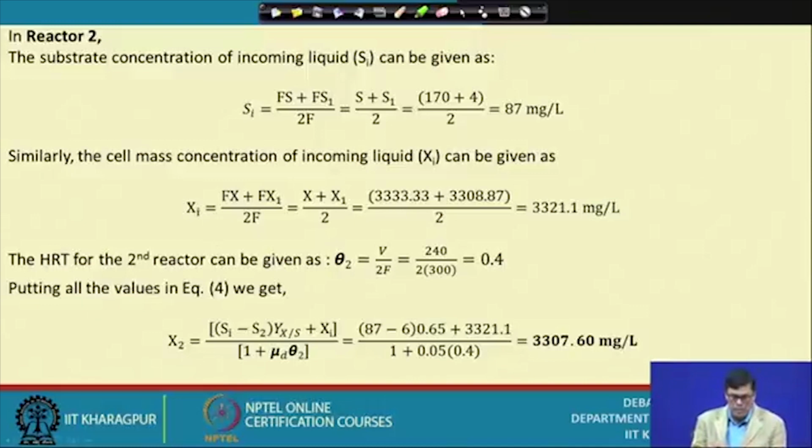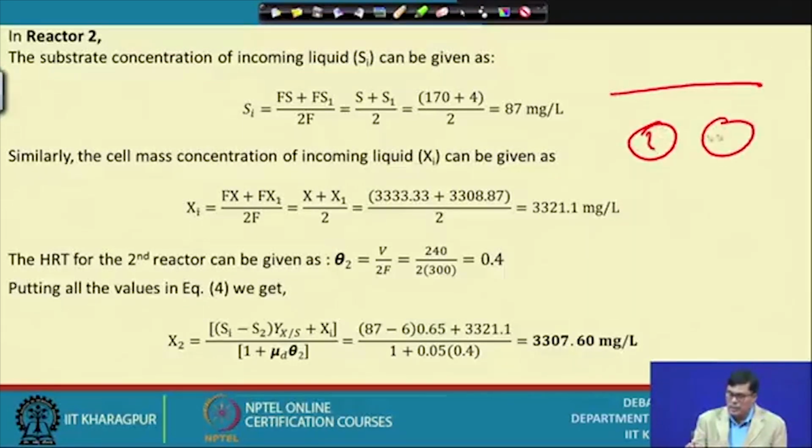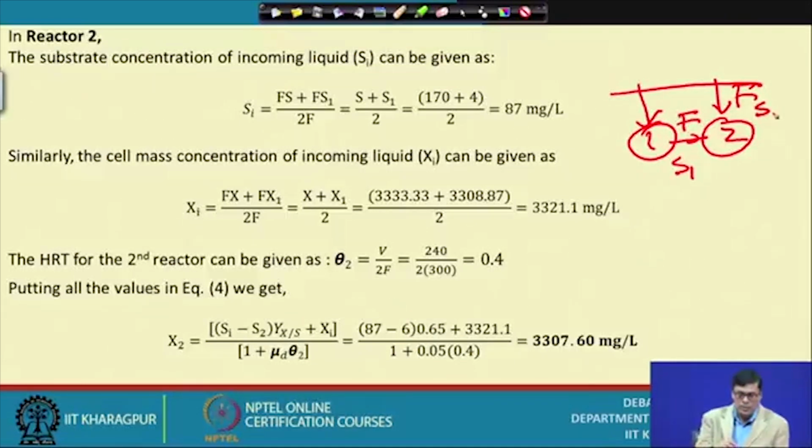How can we find these in the second reactor? Suppose this is the mainstream, this is the first reactor, this is the second reactor, and this is coming like this. So, here F is the flow rate, this is S0, this is S1. Am I right? So, we can write S i, the incoming substrate concentration, as F into S0 plus F into S1 divided by 2F, which will give you 87 milligram per liter.